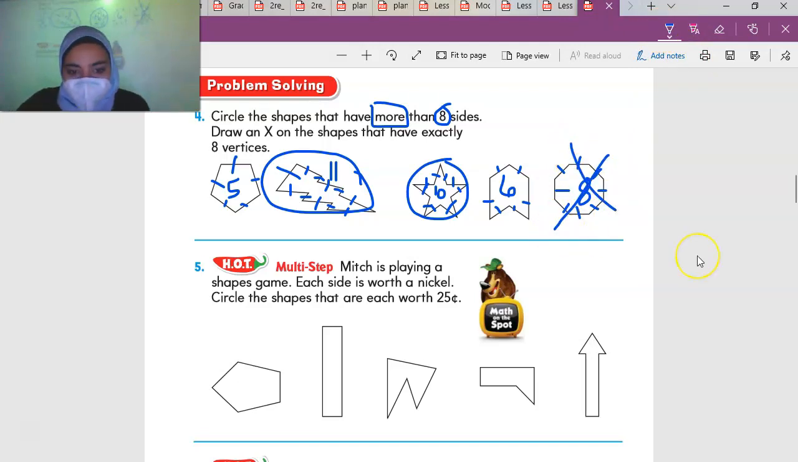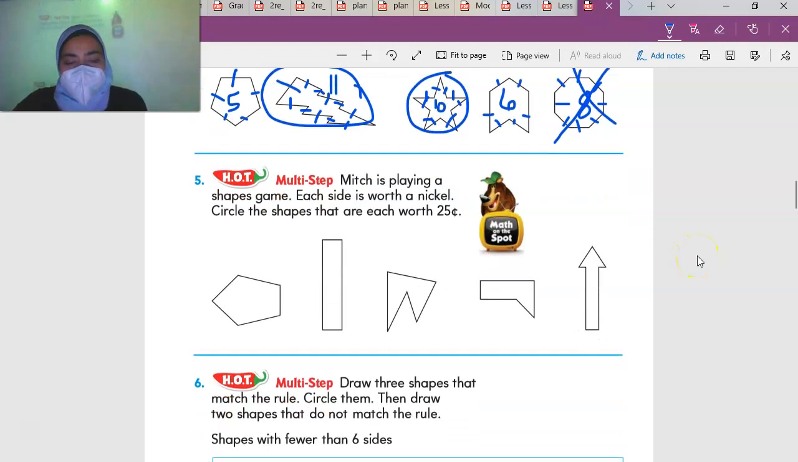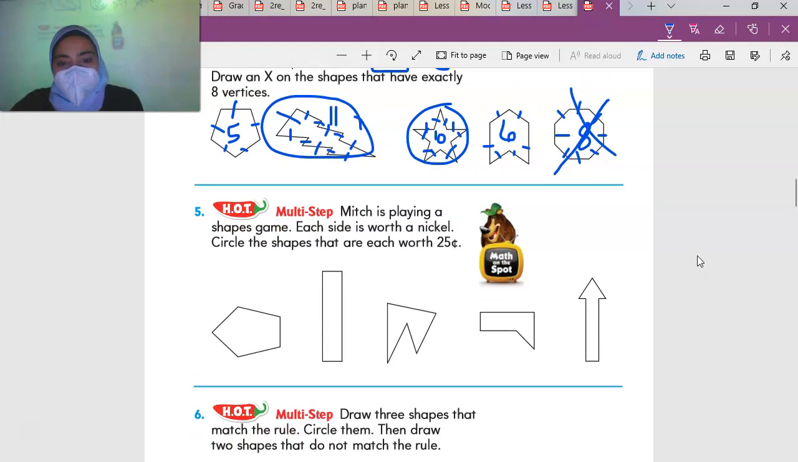Okay. Mitch is playing a shape game. Each side is worth a nickel. Circle the shapes that are each worth 25 cents. How much is a nickel worth? 5 cents. So he's playing a game. He has to circle the shapes that make 25 cents. Each side is worth 5 cents.